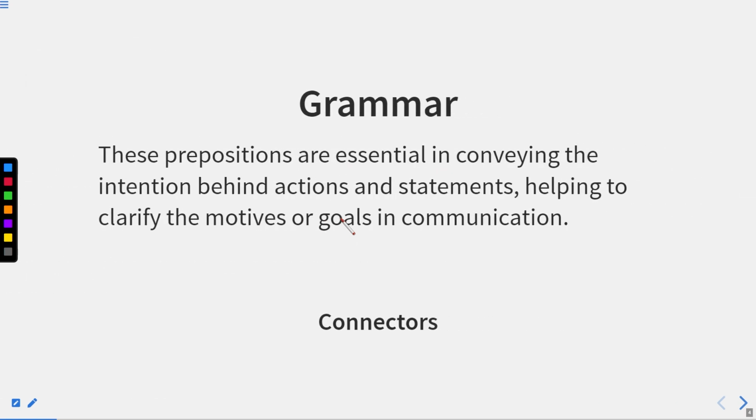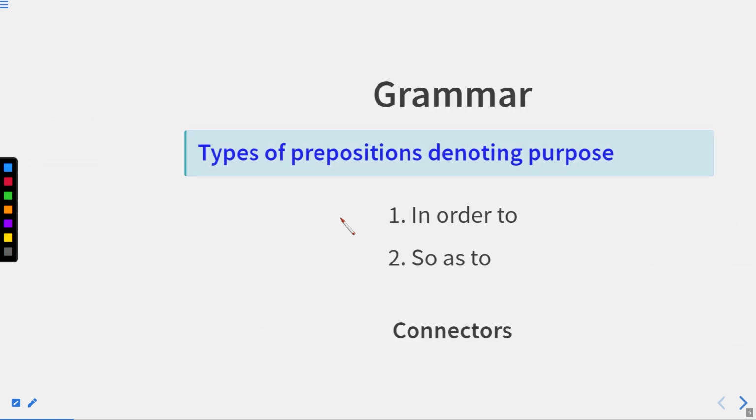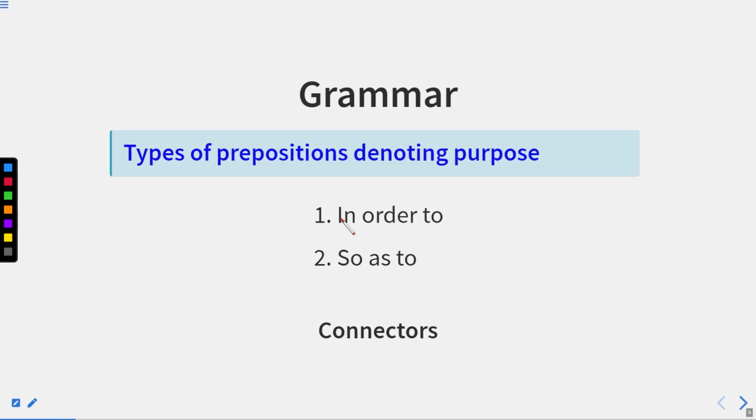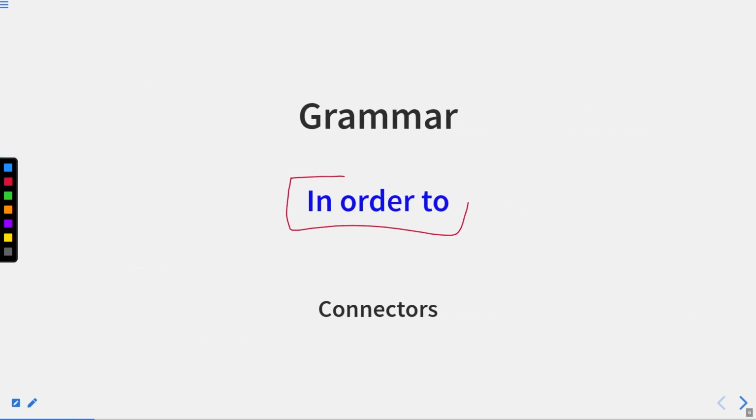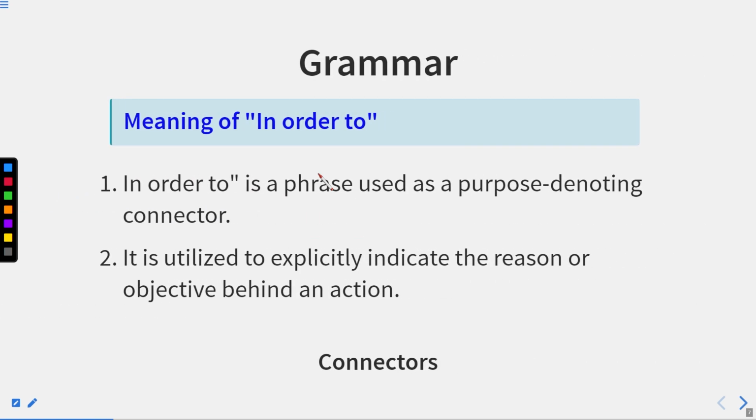These prepositions are essential in conveying the intention behind actions and statements, helping to clarify the motives or goals in communication. Well, we have several types of prepositions denoting purpose. We can have in order to, then we have so as to. So first we are going to discuss in order to. Now, in order that is a conjunction, whereas in order to is a preposition. So this thing we should keep in mind. We should not mix in order to with in order that. In order that is a conjunction, whereas in order to is a preposition. So this is the most important thing.